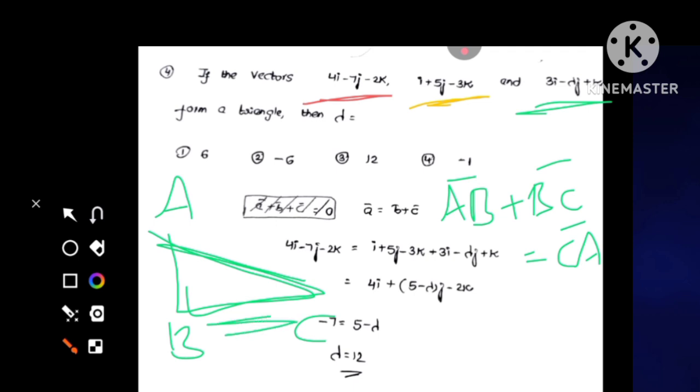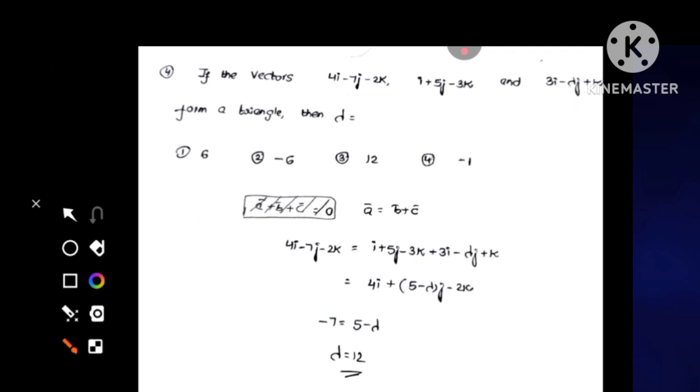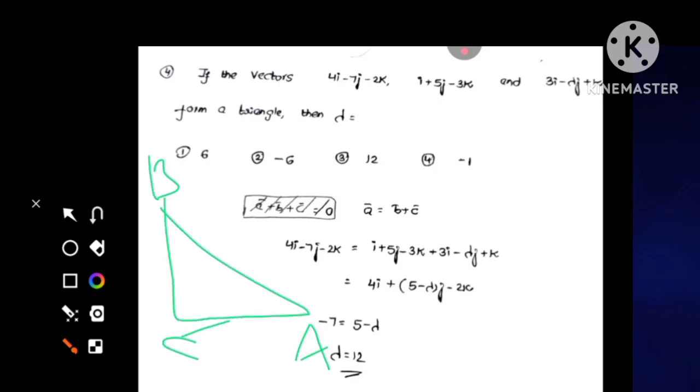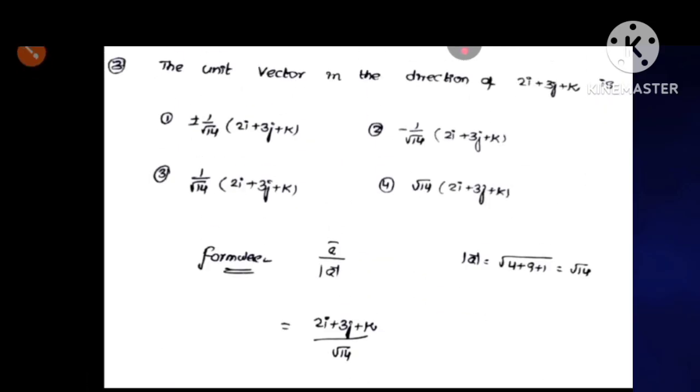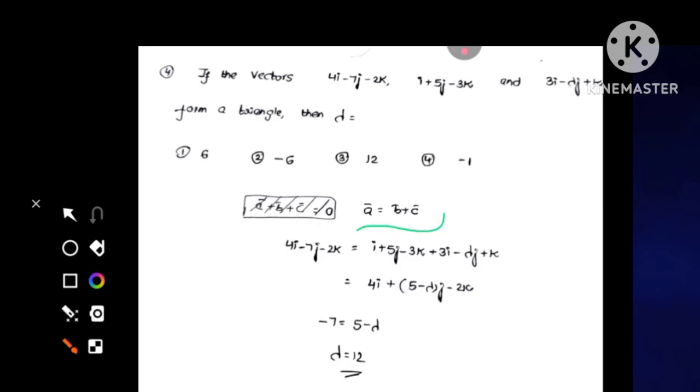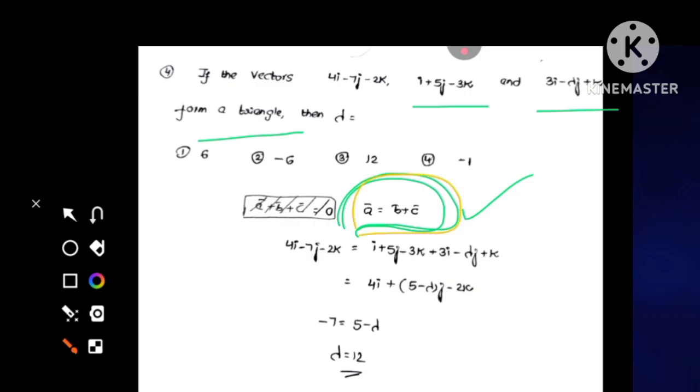Or suppose I take the triangle like BCA. Then what is the condition? BC bar plus CA bar is equal to AB bar. Okay, like that. That is, sum of the two vectors is the third vector. That is the formula. Okay, so here I take the condition as A bar is equal to B bar plus C bar. So this is the formula in the triangle. If the three vectors form a triangle, then we can apply this formula here. Okay, A bar is equal to B bar plus C bar.